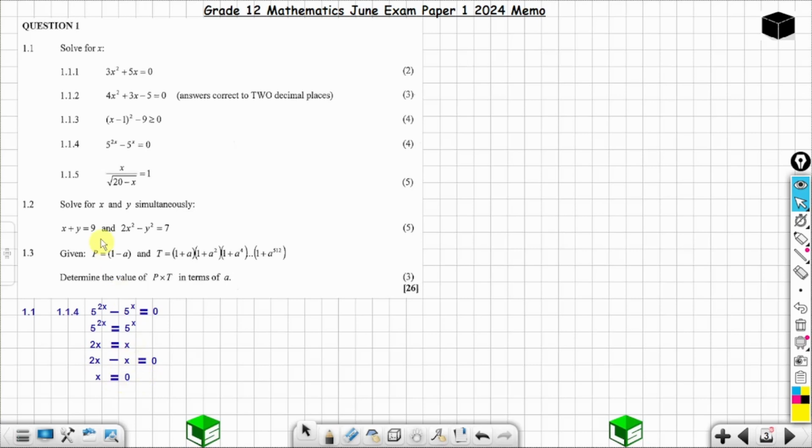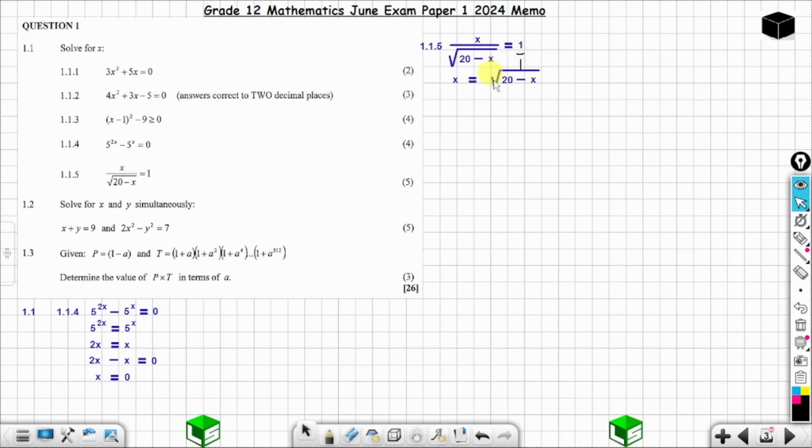Okay, now question 1.1.5. You are given this. Okay, I can use cross multiplication. Okay, remember, this is over 1. I can use cross multiplication. So I have x times 1, this is equal to this times 1, you have this. Okay, cross multiplication. Let's carry on.